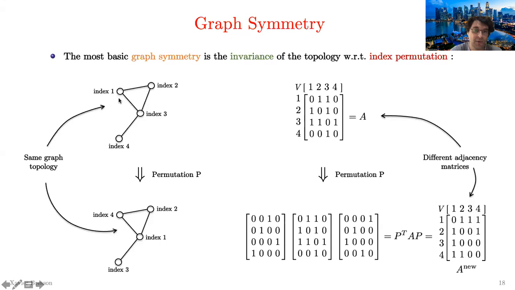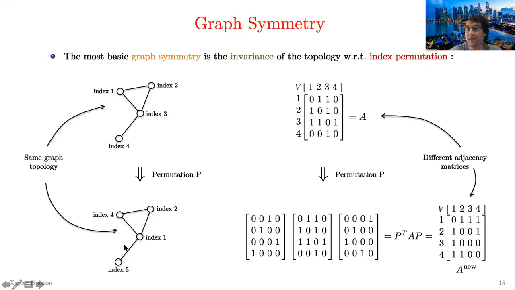So you see that what I'm going to do is change the indexing. Here is index 1, here is going to be index 4, by some permutation matrix P. So now this node here is index 1 and this node will be index 4. But you see that I didn't change my graph topology; my graph structure is exactly the same. So this is a very important invariance: the topology is invariant with respect to index permutation.